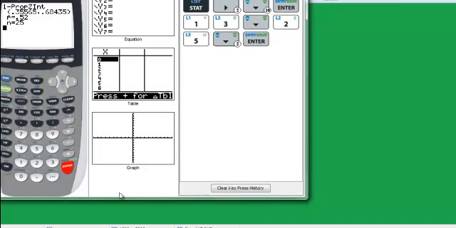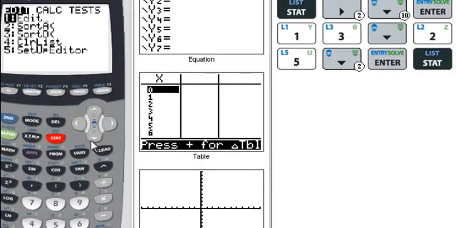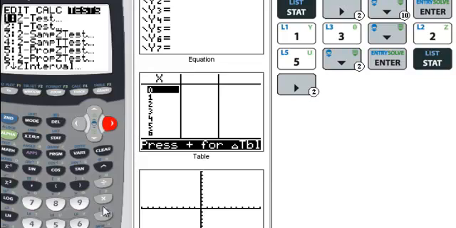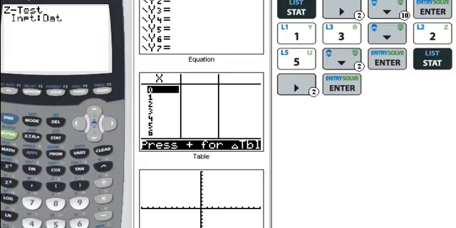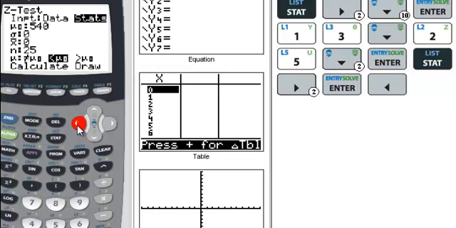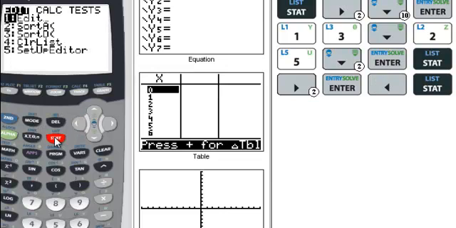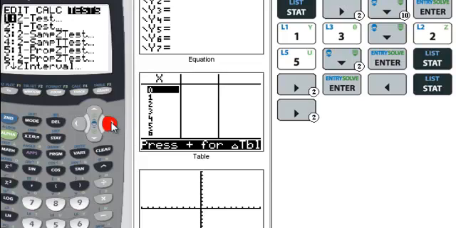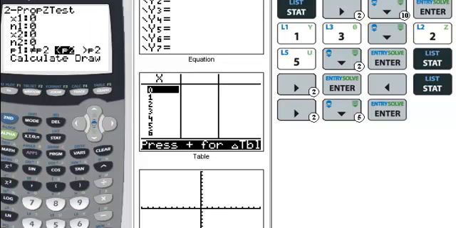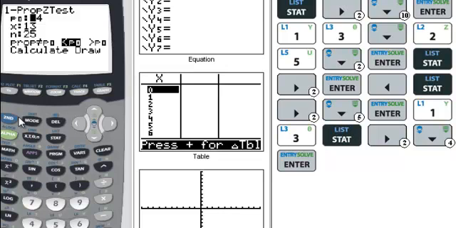So we'll go back and do stat, tests, whoops, I always make that mistake, stat, tests. Now we've got to go down and find a 1 prop z test for one proportion. There it is. Oh, we have to re-enter the data. That's too bad. We have 13 successes. Oh wait, it was 2 prop. Okay, now I got what I wanted.